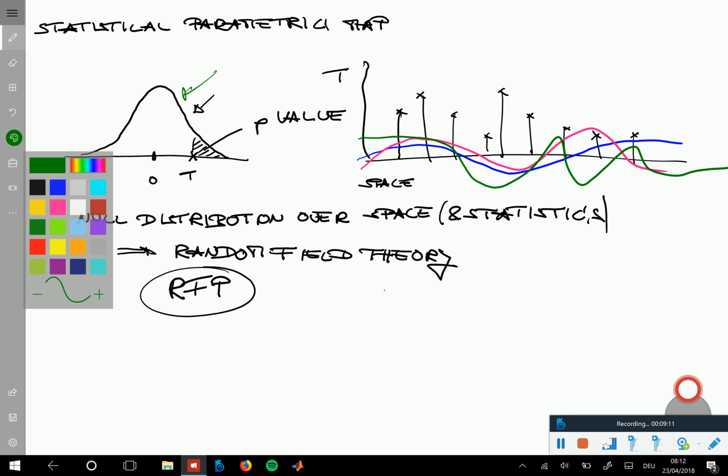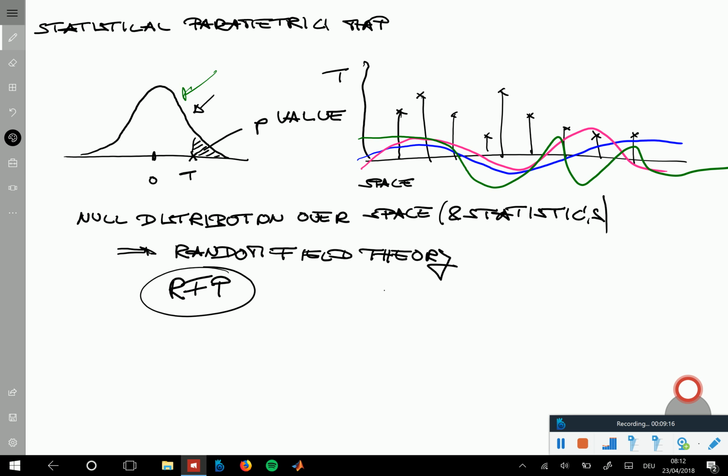So if you want the analogy on this, then if you draw a sample from this t distribution, you would draw something down here, right? So you get a single value. From the random field theory, you get a function over space. And these functions over space, they will have an expected value at every location in space of 0.